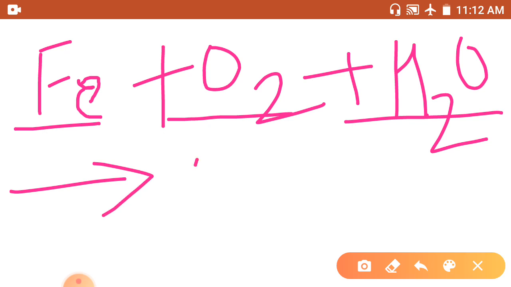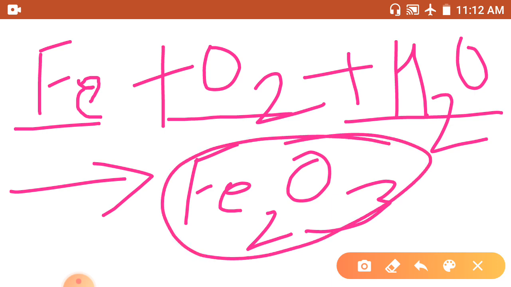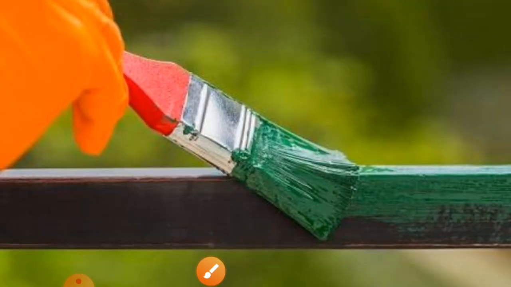When iron reacts with oxygen and water, it forms rust. Rust is Fe2O3. It is the formula of rusting. So it is the equation of rusting. When iron reacts with oxygen and water, it forms iron oxide. It is also called iron oxide. Now we will see how we can prevent rusting.